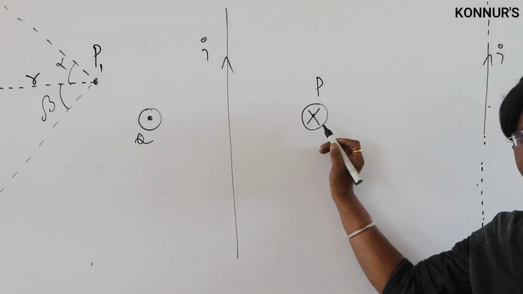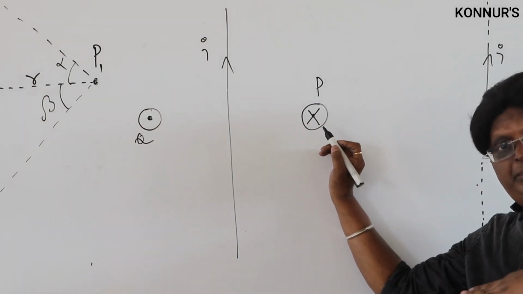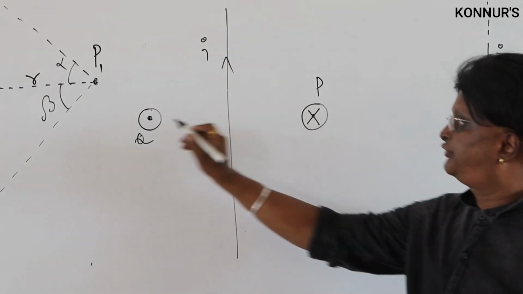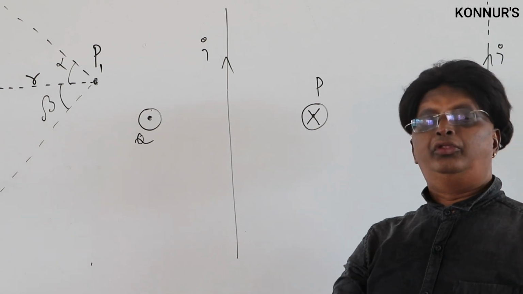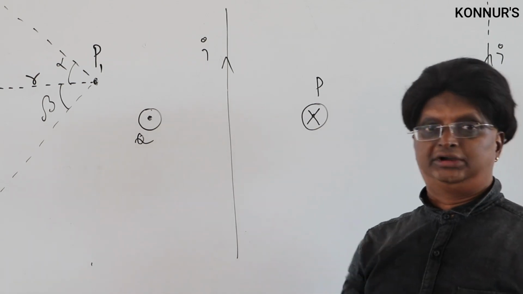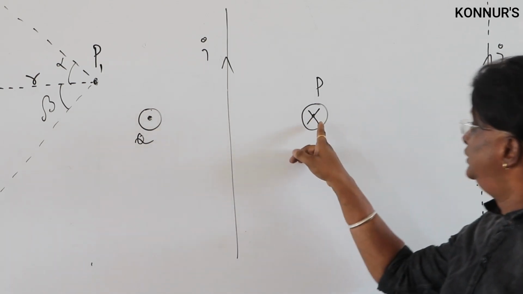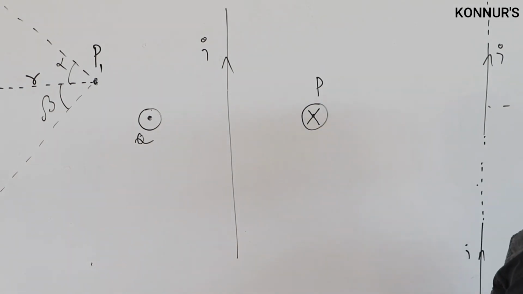This cross represents normal to the plane and inwards. This one, a circle and a dot, or otherwise simply a dot, represents normal to the plane and outwards. Dot outwards, cross is inwards.